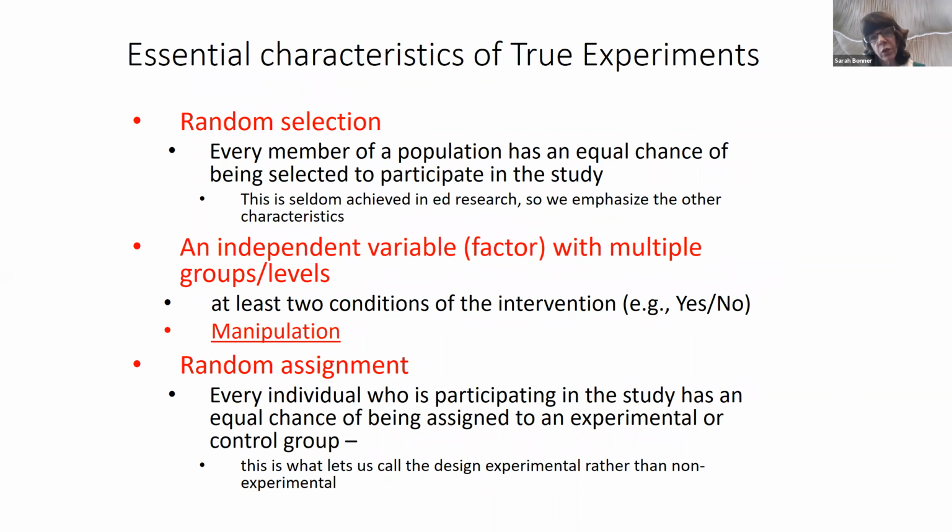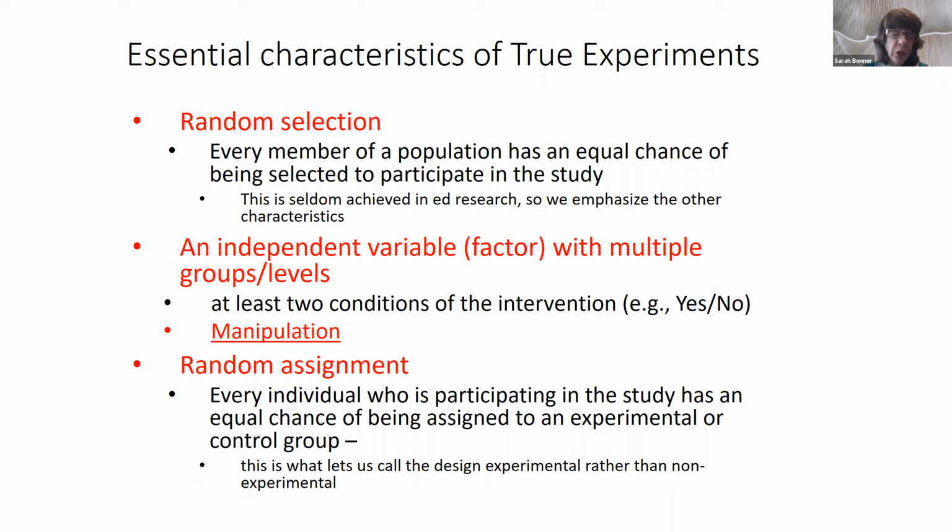So what are the essential characteristics of true experiments? You probably know these back from high school science. Okay, so the main characteristics are random selection. Every member of a big population has an equal chance of being selected to participate in the study.